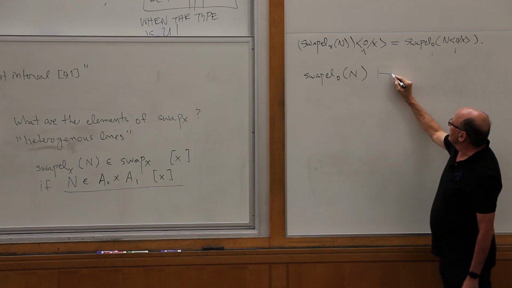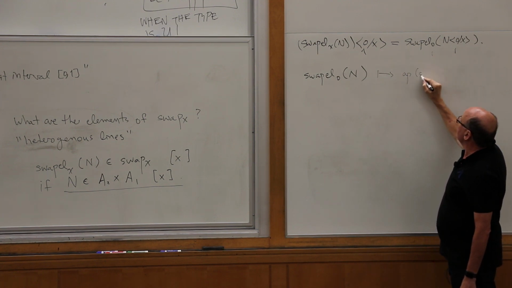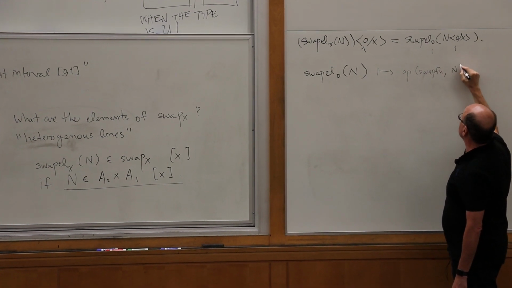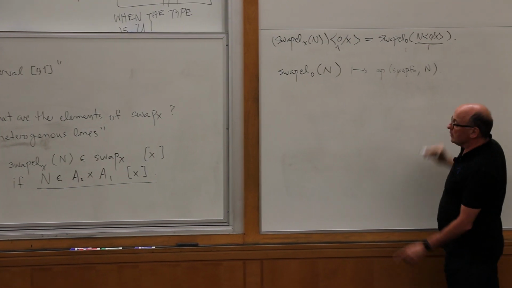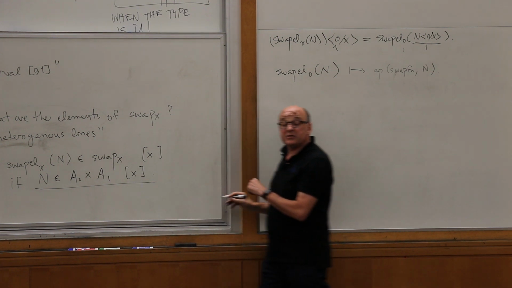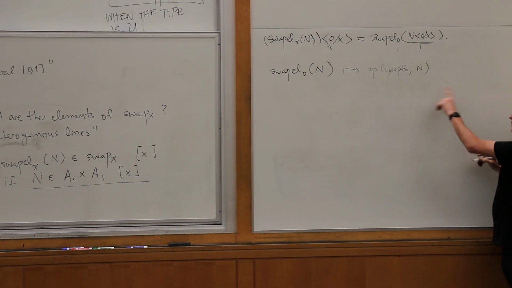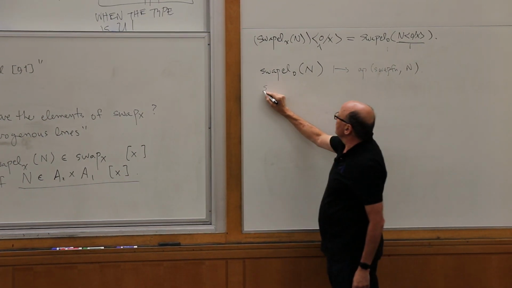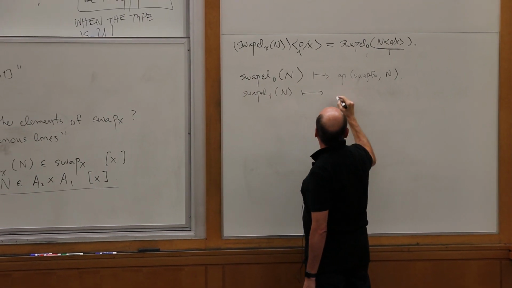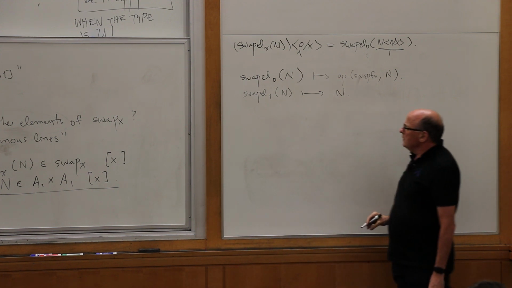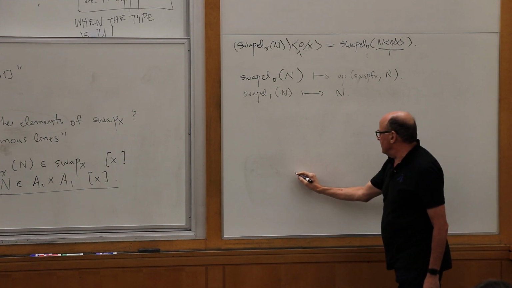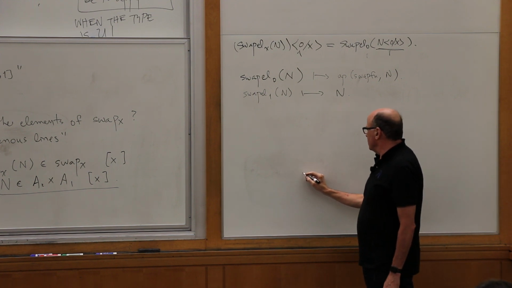So swap L0 of n goes to applying the swap function to n, which is to be thought of as the left-hand side of this line, the 0 side of that line. So it applies the swap function. And if I look at swap L1 of n, then that is just n. So the idea is that n, the kind of picture that we have for univalence is the following thing, okay?